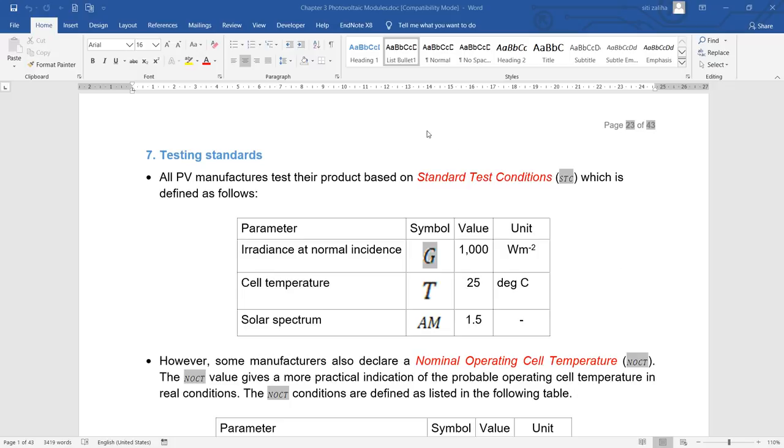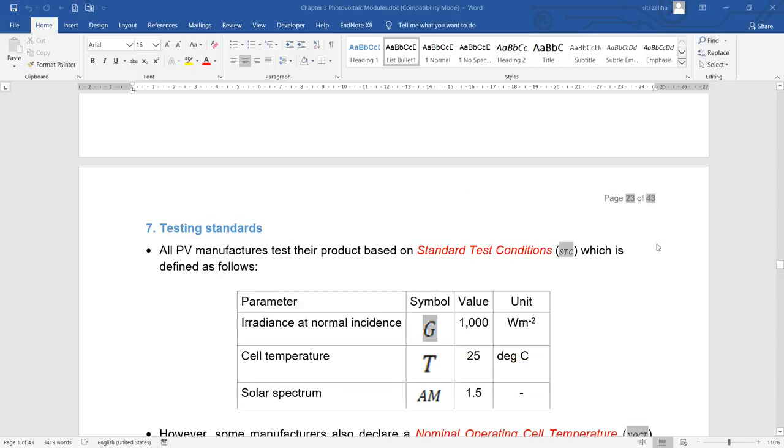So we continue with page 23, chapter 3, testing standards. All PV manufacturers test their product based on standard test condition, STC, which is defined as follows. The irradiance of normal incident is 1000 watt per meter squared, with the symbol G. The cell temperature is 25 degrees Celsius and the solar spectrum is AM 1.5.